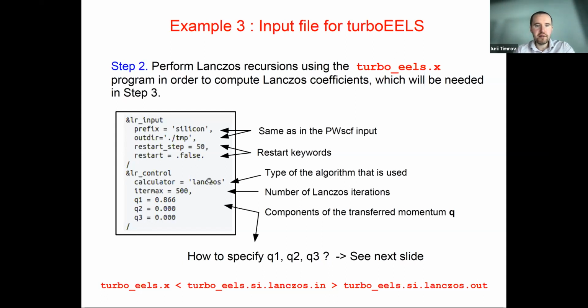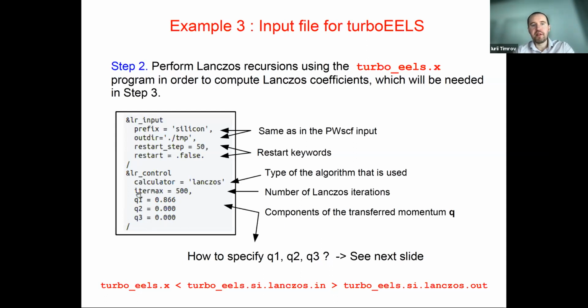So now we use lanczos, and another three variables are q1, q2, q3, which are the three components of the q vector. I recall that the q vector is the so-called transferred momentum, because when an electron is scattered in a chunk of silicon, this electron loses energy and it loses momentum. So q is the amount of momentum which was lost due to the inelastic scattering. And so we have three components in Cartesian coordinates in units of 2 pi over a0.